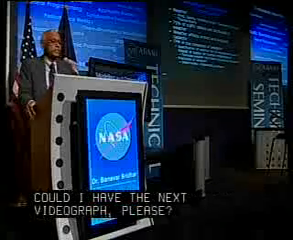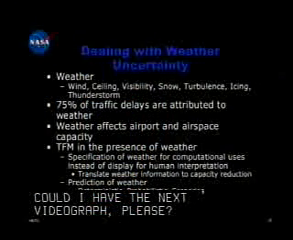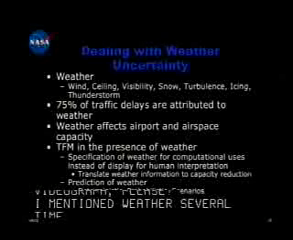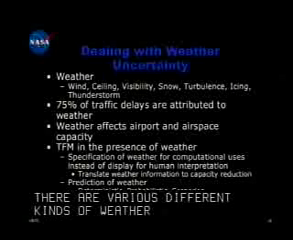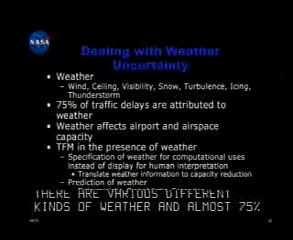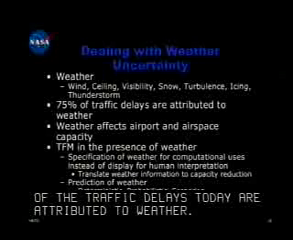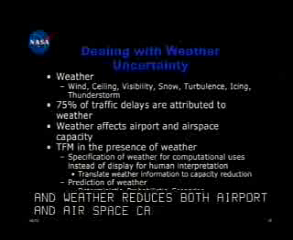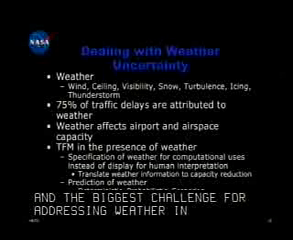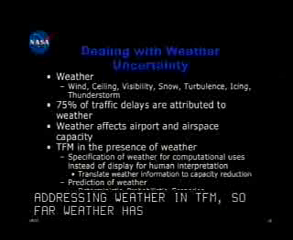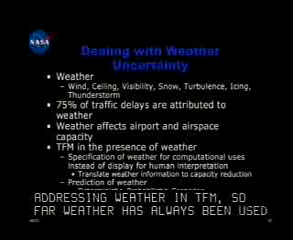I mentioned weather several times, but I didn't tell what we are doing to address this. There are various different kinds of weather, and almost 75% of the traffic delays today are attributed to weather. And weather reduces both airport and airspace capacity. And the biggest challenge for addressing weather in TFM is that so far weather has always been used for display purposes as well as interpretation by the human person doing the control.